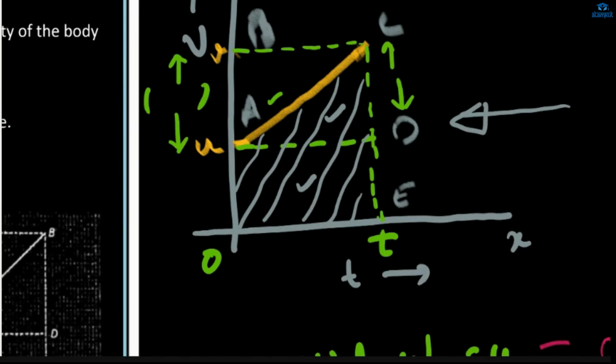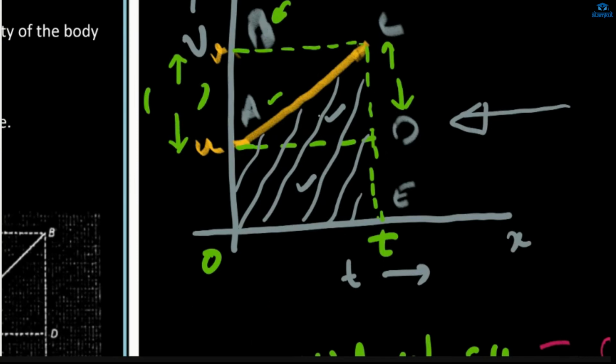No, I'm asking for AD. What will AD be in terms of U and V? Up to B, it's V. And up to A, it's U. So it's V minus U.